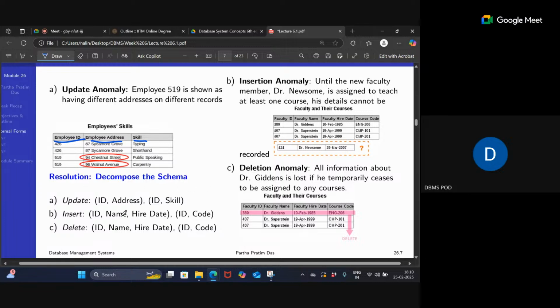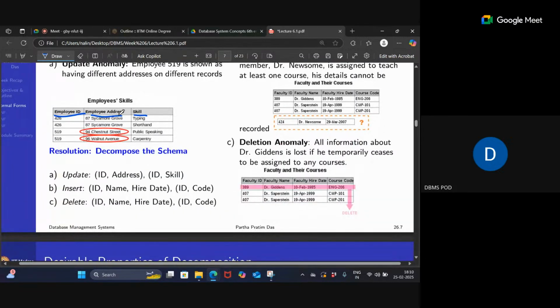We can decompose this employee schema as ID and address in one table, and ID and skill we can store in the other table. So for 4 to 6 we can store 8 7, this address. For 5 and 9 we can store the one address only. There is no need to maintain several records for the same employee to store at the table.